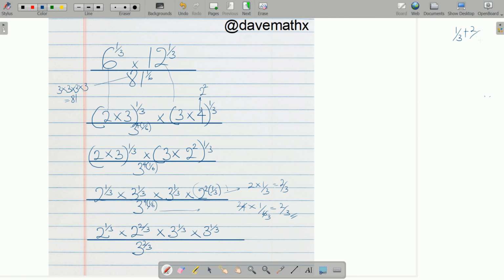Now for the exponent on base 2 we can add 1 over 3 plus 2 over 3. And that's 3 over 3. Three divided by 3 is 1.